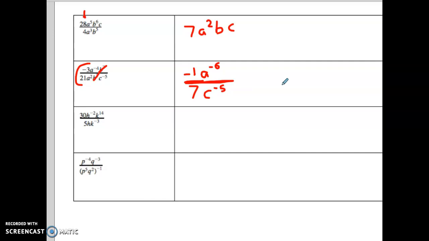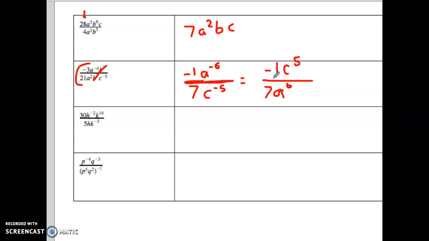Now, if you remember from the previous part of this lesson, we can't have negative exponents. And the way we get rid of negative exponents is by flipping them. So I'm going to take this A to the negative 6 and move it to the bottom, while taking C negative 5 and putting it up top. So I should have negative 1 C positive 5 over 7 A positive 6.